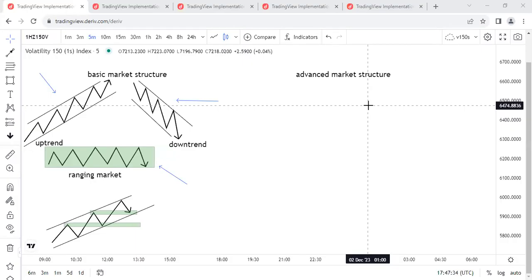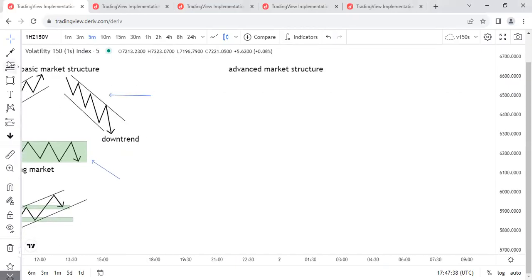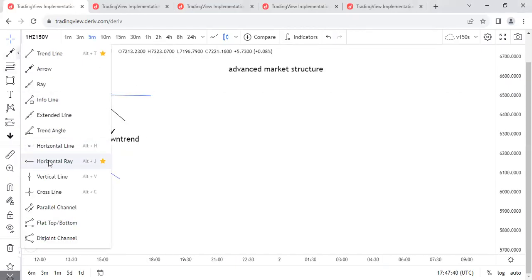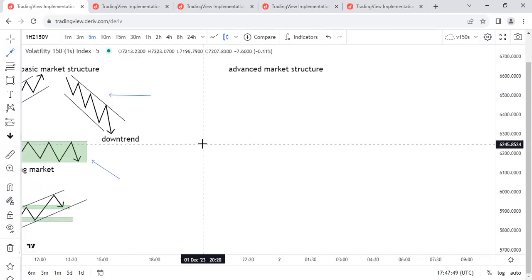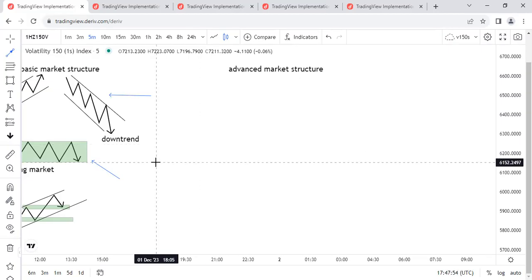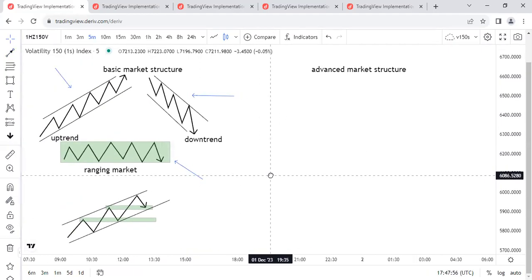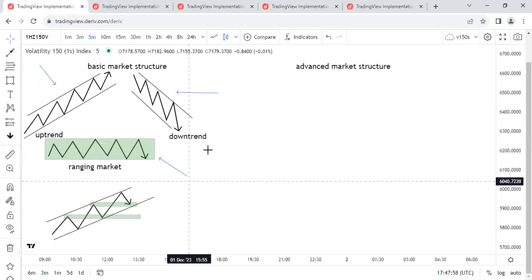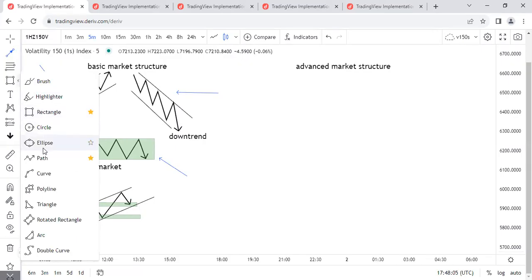So now let's go to the advanced market structure. Now, we know that market is supposed to form resistance and support in the basic market structure. But in the advanced market structure, market does not respect support and resistance, because those are traps. I want you guys to observe how the basic market structure movement is, and how this advanced market structure movement is.